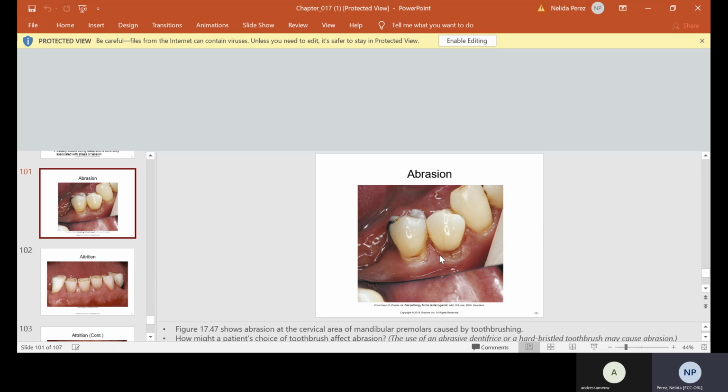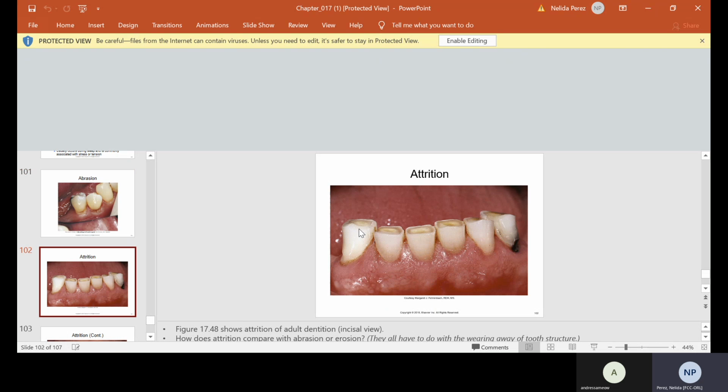So here's abrasion right at the gum line. Okay, this could actually be done by toothbrushing. Okay, using a hard bristle toothbrush, using abrasive dentifrice. Dentifrice means toothpaste. Okay, and basically sawing instead of using their toothbrush in a circular movement. And they are sawing across the teeth, making these indentations.